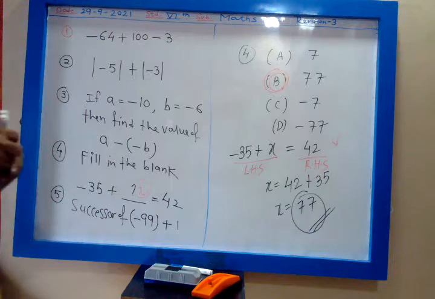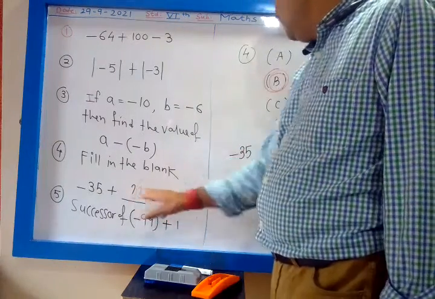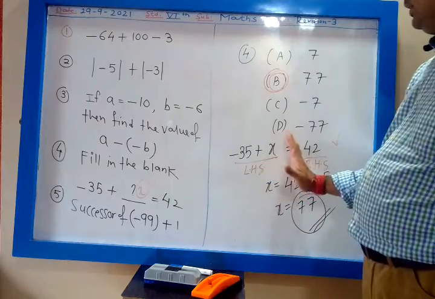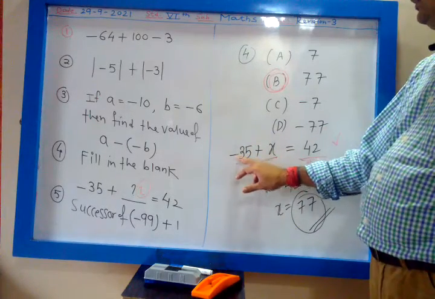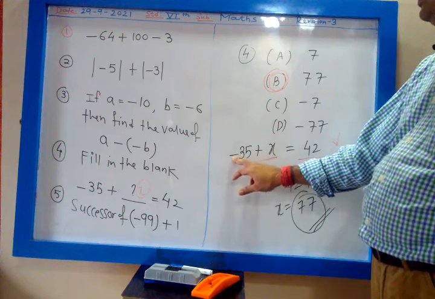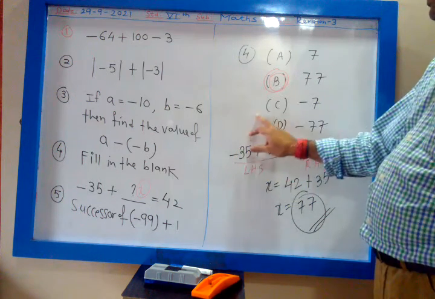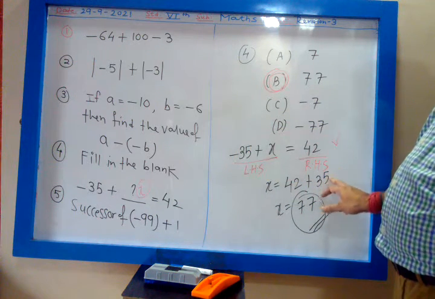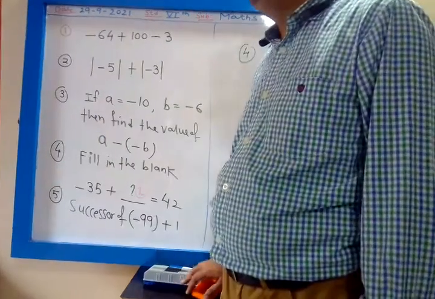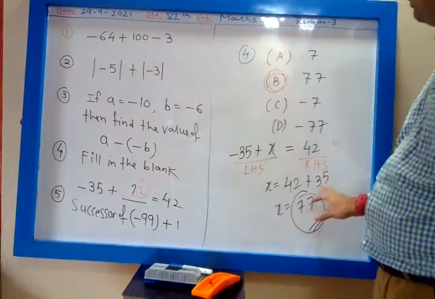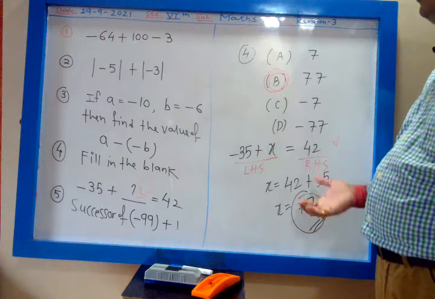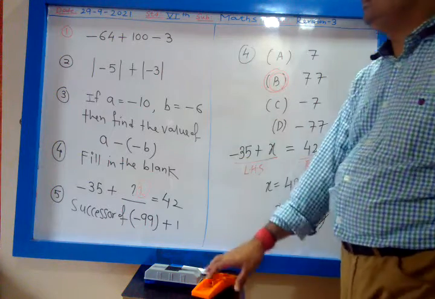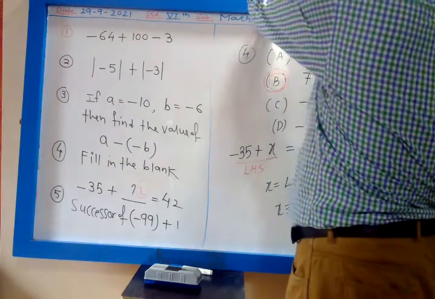Okay, so this number we have to find. We consider it x. Before the equal to sign is my left hand side, after the equal to sign is the right hand side. Minus 35 on the left hand side is negative, so you take minus 35 to the right hand side, and it becomes plus 35. 42 plus 35, plus plus, same sign. Add the numbers and take the common sign.